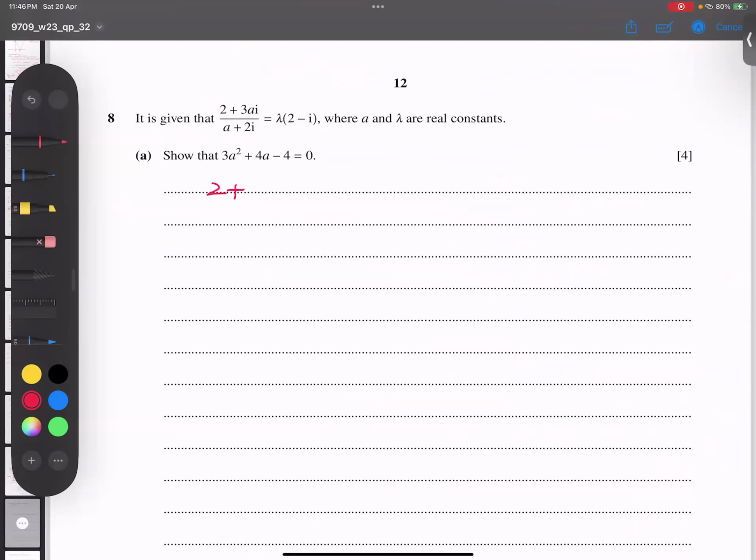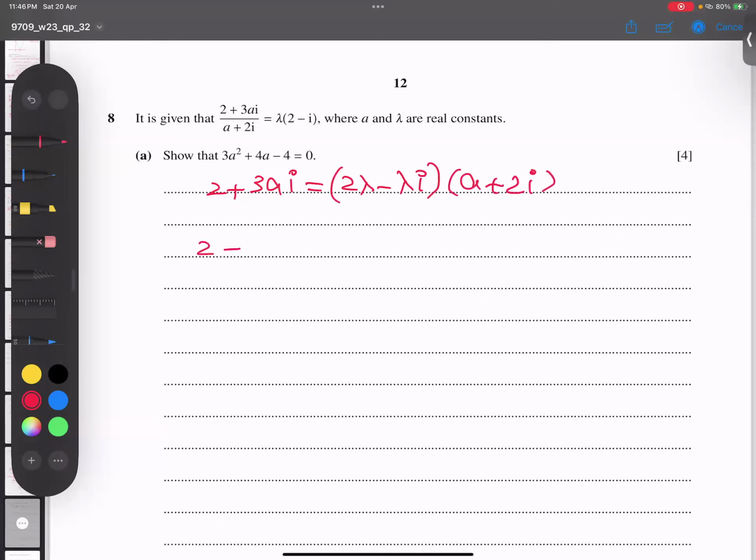So what is the way? He said a constant a and lambda. We have to show this connection, this relationship. So I think to simply cross multiply. When it comes there, lambda multiplies inside. So 2 lambda minus iota lambda, or lambda iota, and times what? A plus 2 iota.